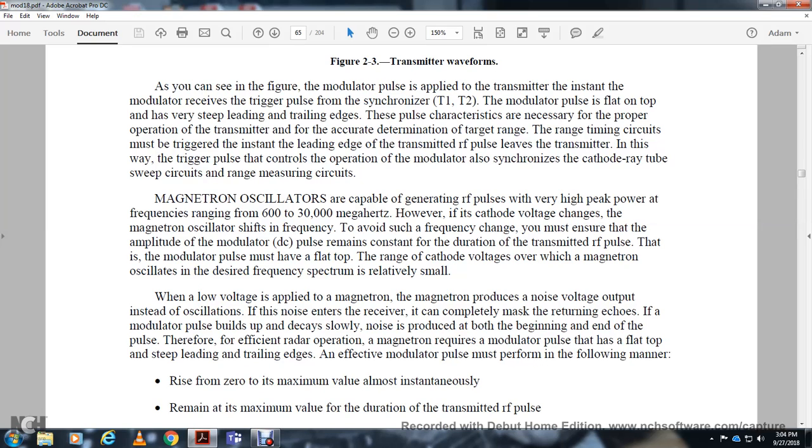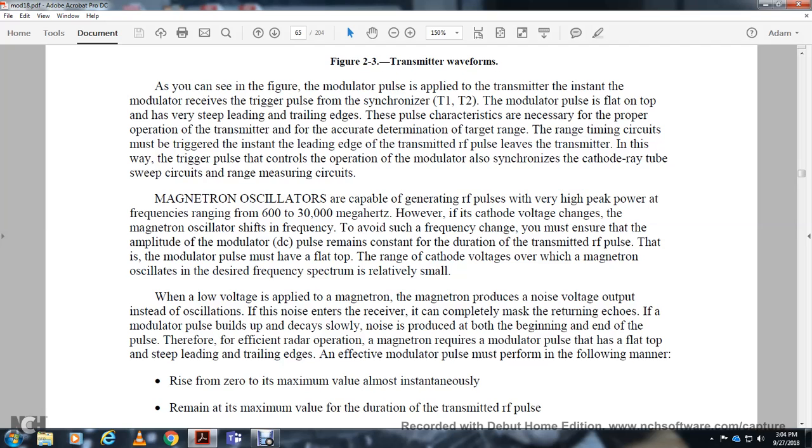Magnetron oscillators are capable of generating radio frequency pulses with very high power in the frequency range of 600 to 30,000 megahertz. However, a change in the cathode voltage of the magnetron oscillator shifts the frequency. You must ensure that the amplitude of the modulator DC pulse remains constant for the duration of the transmitted radio frequency pulse. The modulator pulse must have a flat top so that the cathode voltage over the magnetron oscillator keeps the desired frequency spectrum relatively small.